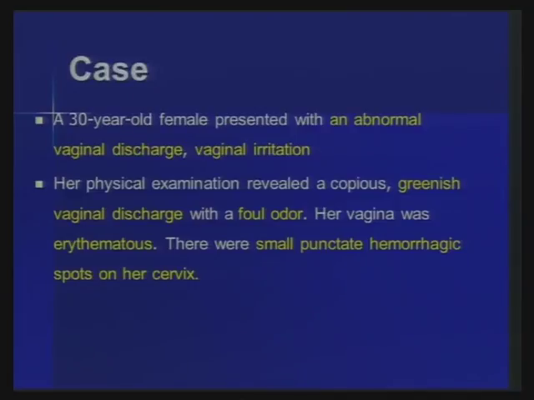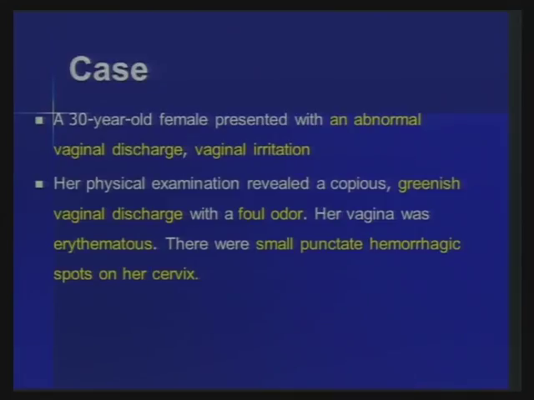A 30-year-old woman presents with abnormal vaginal discharge and vaginal irritation. So the keywords are here. She has a greenish vaginal discharge, greenish yellow in color, with a bad smell. It's not a good smell. And the cervix is erythematous, red and swollen, and there are small punctate hemorrhagic spots on her cervix.